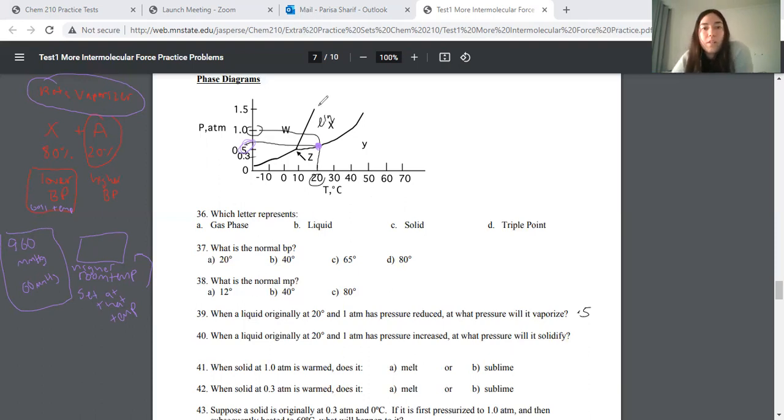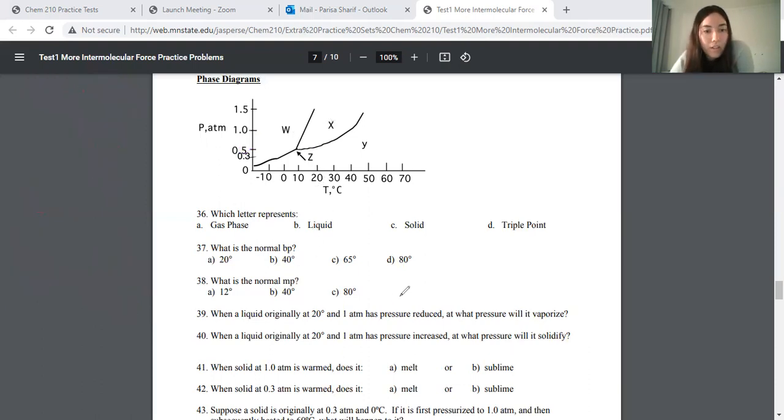Cool. So let's do another example. When a liquid originally at 20 degrees and 1 atm has its pressure increased, at what pressure will it solidify? So 20 degrees is here, 1 atm is here, and it is indeed a liquid. And it says, at what pressure will it solidify?